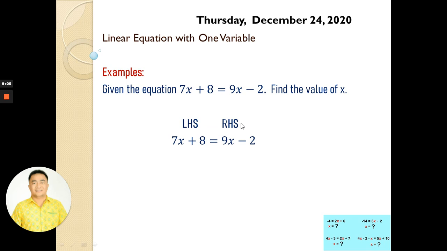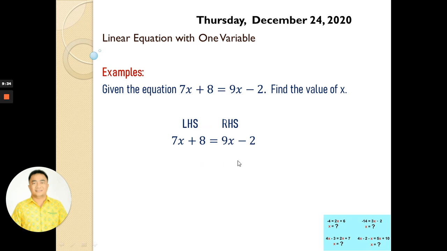Now what are the things that we need to do? You can transpose, right? I know that you know this already because you learned this before, but for this one you have 2 ways. Either you transpose this, so this one is positive 8, positive 8 transposed to the right hand side will be negative, or this one, negative 2 transposed to the other side will be positive.